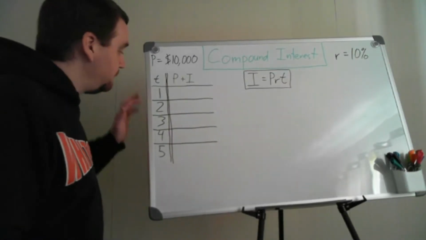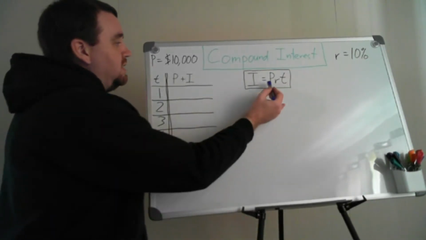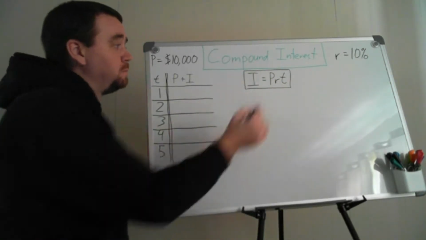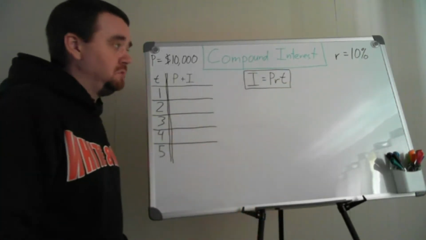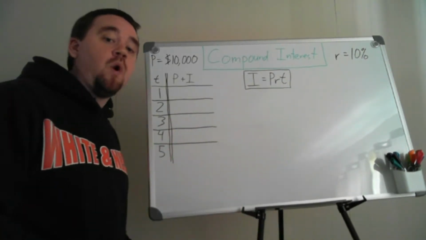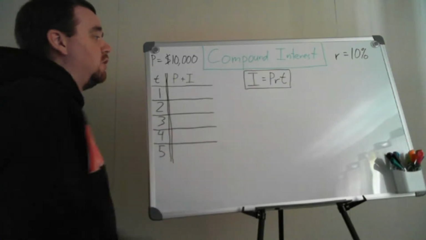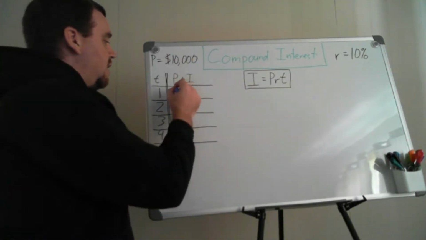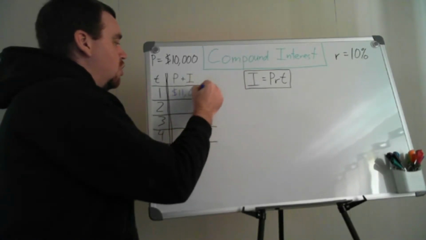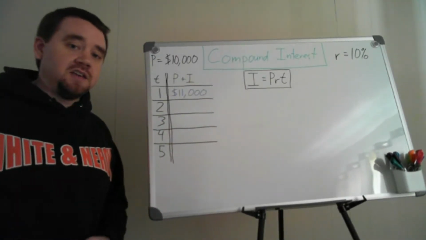All right, so to start, for 1 year, I'm going to plug in 10,000 times 0.1. Remember, 10% is the same as 0.1, times 1, which means just leave it alone. So 10,000 times 0.1, well, that's 1,000. So I've earned $1,000 in interest. Add that to 10,000. If you kept my money for 1 year, you're going to owe me $11,000 at the end of that year.